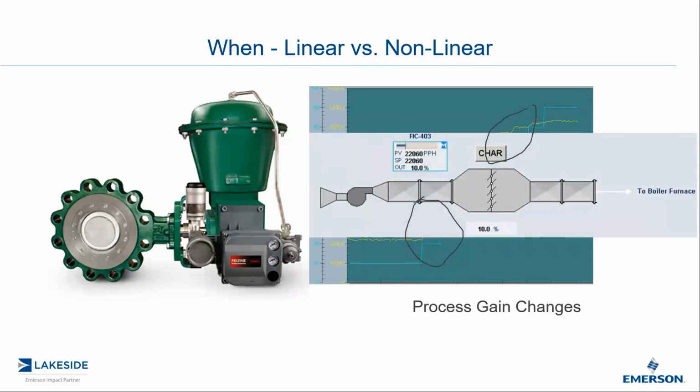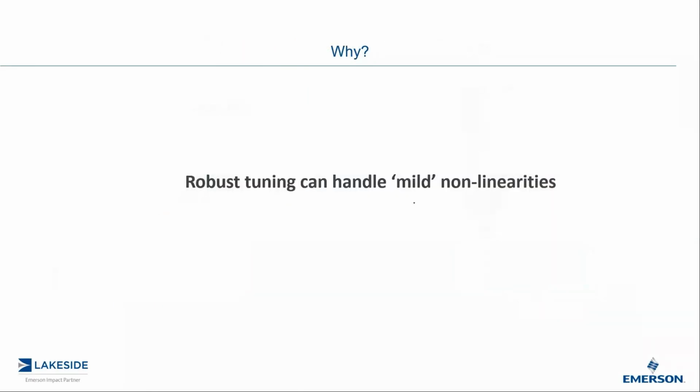The focus of this webinar is on air dampers as well, especially on boilers. Now, let's face it, linear processes do not exist. Every single process will have some mild non-linearities. And if you can tune it in a robust way, knowing that your process will change depending on the operating conditions, you can tune in such a way that it can withstand and remain stable under those mild non-linearities.